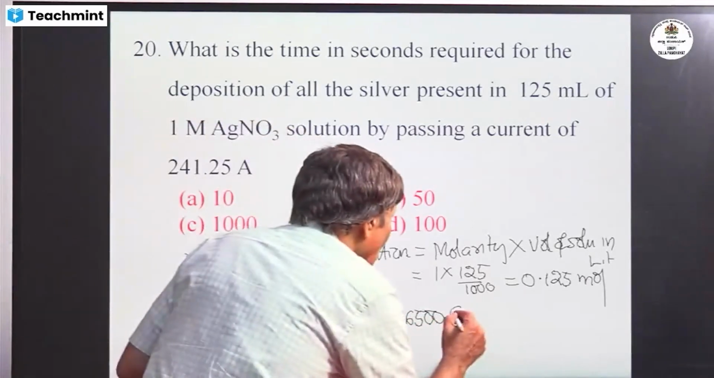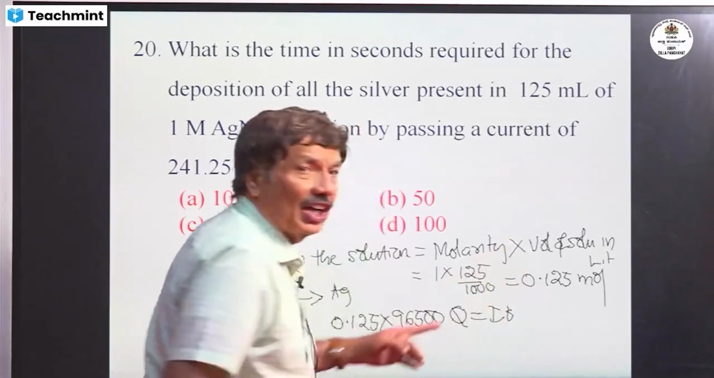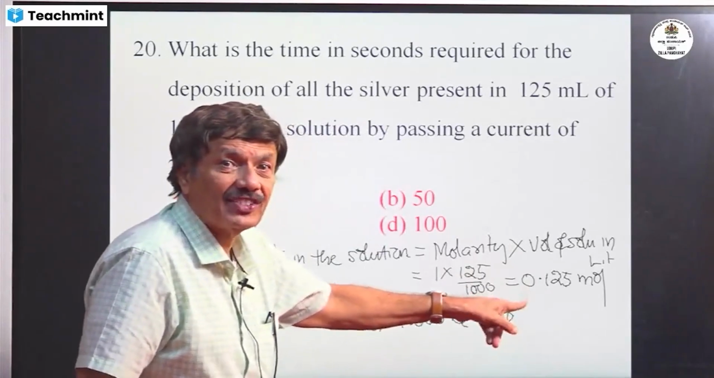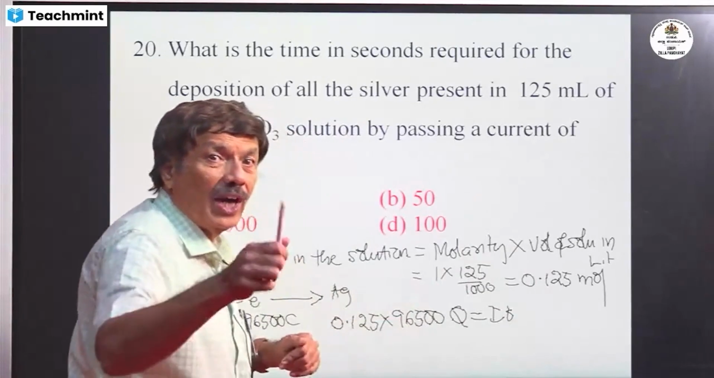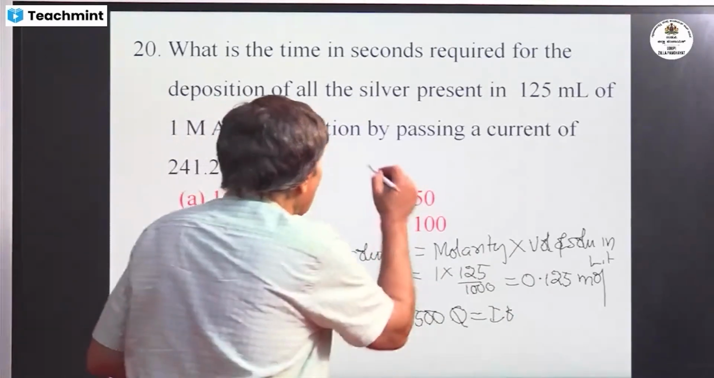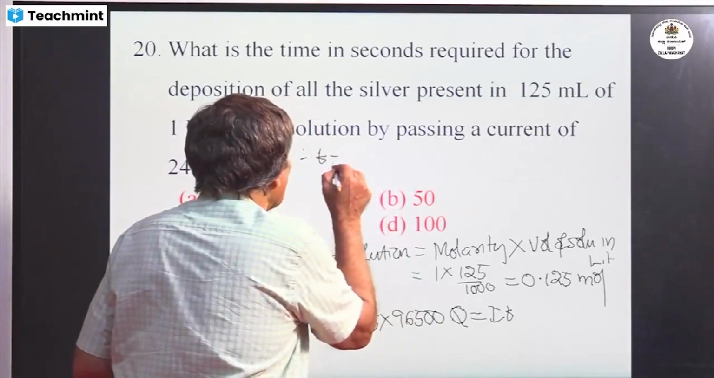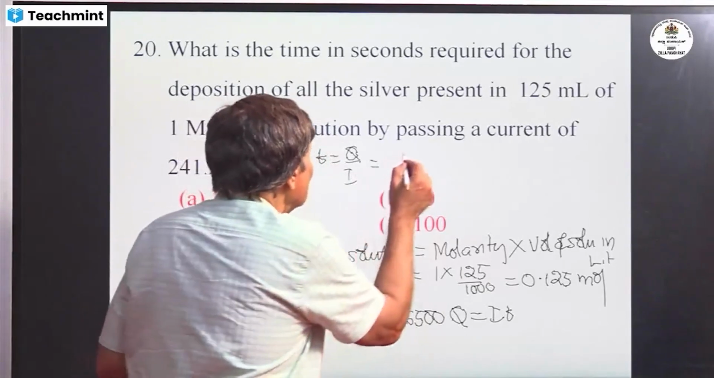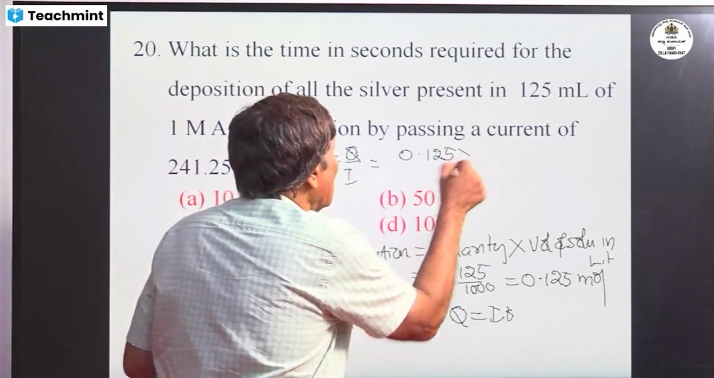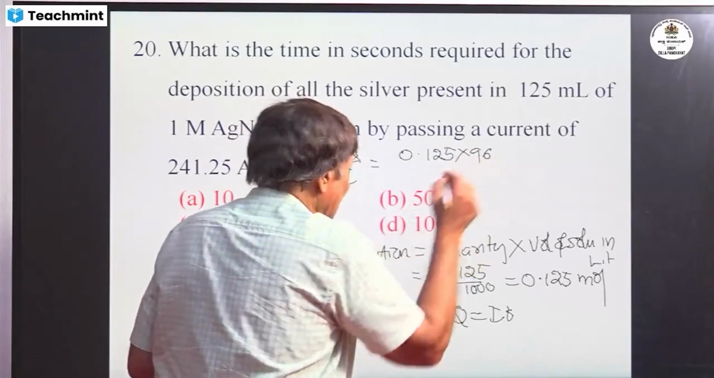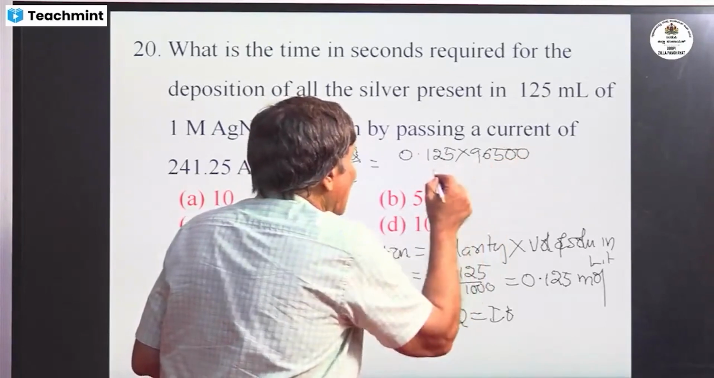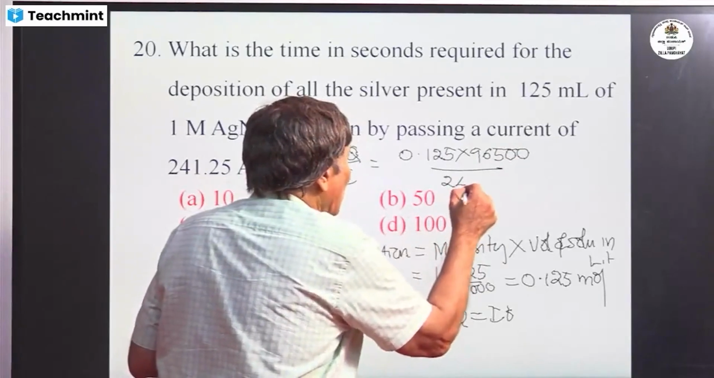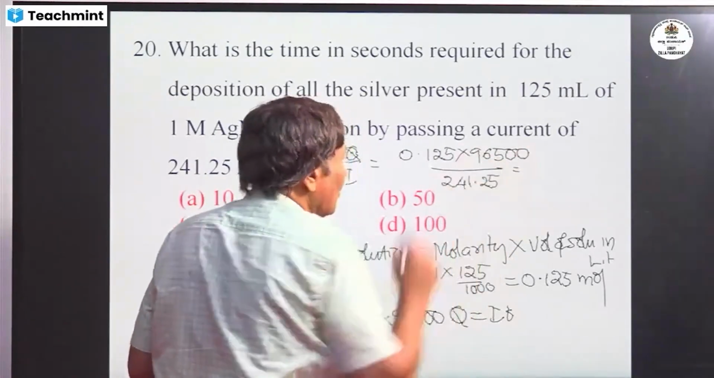This is Q. Q is equal to IT. Quantity of electric current is current strength in ampere into time in second. This much charge you need. What they have asked is T. Therefore, T is equal to Q by I. Q is how much? 0.125 by 96,500 divided by I, current strength in ampere, 241.25. This you have to solve.